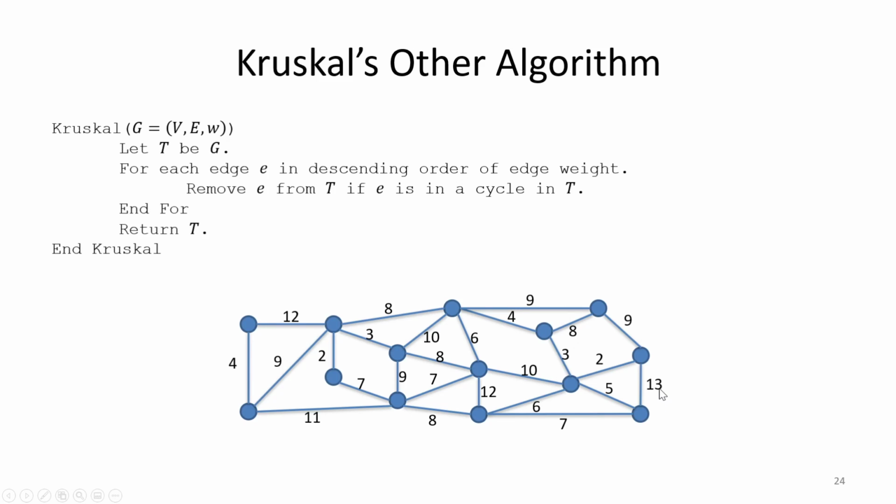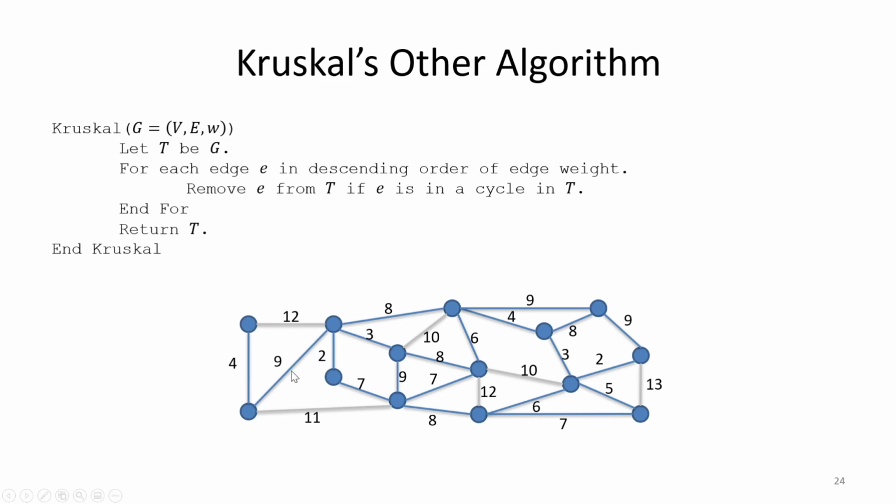So 13 is in a cycle here, so we'll delete it. We've got some 12s, they're in a cycle, we'll delete them as well. Okay, 11 in a cycle, delete. 10s, both of them are in a cycle. They're sort of in a cycle together, but even after deleting one, it's still in a cycle, so we'll delete it.